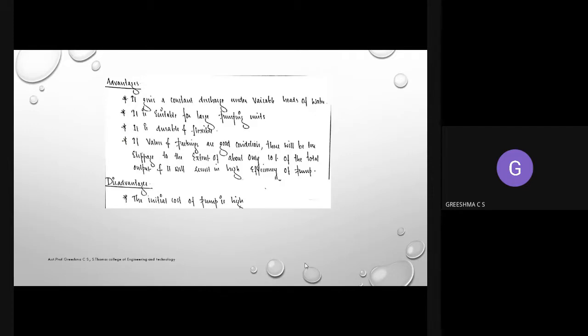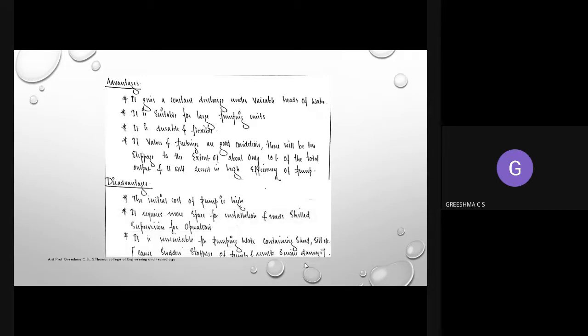Initial cost of the pump is very high, and also it requires a lot of installation. There is also skilled supervision required.